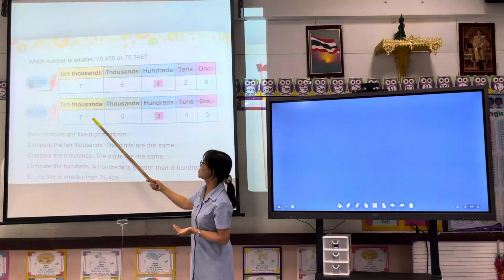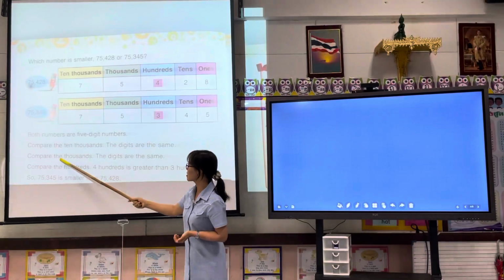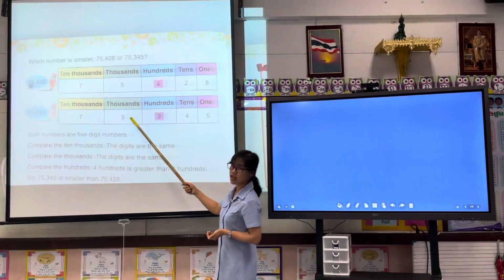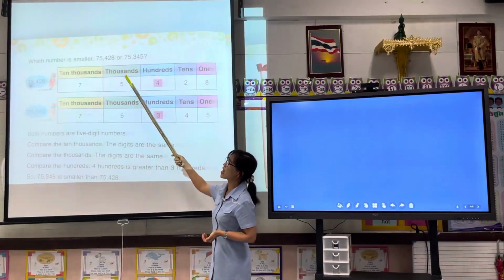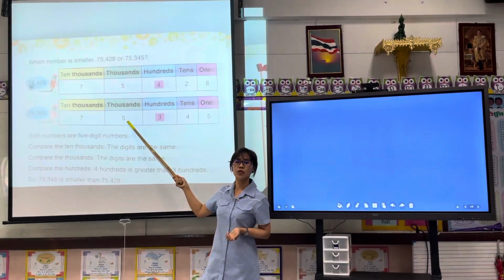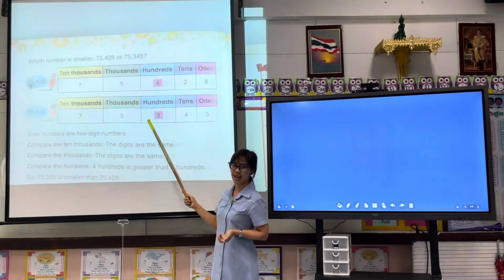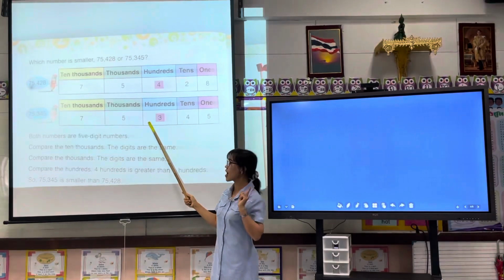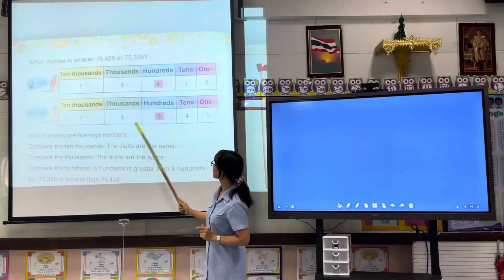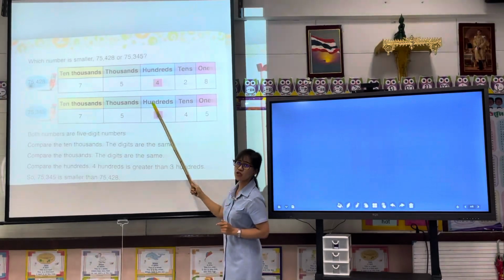If these are the same, you look at the thousands place. Compare the thousands. The digits are again the same. You see? 5,000s and 5,000s. The 10,000s and thousands are the same. So, you are going to look at the hundreds place. Compare the hundreds. And you see we have here 400s and 300s.